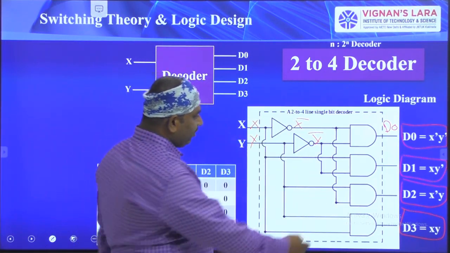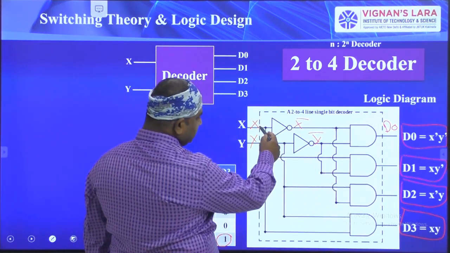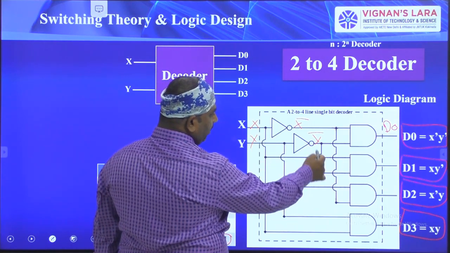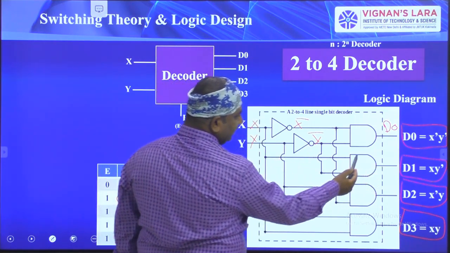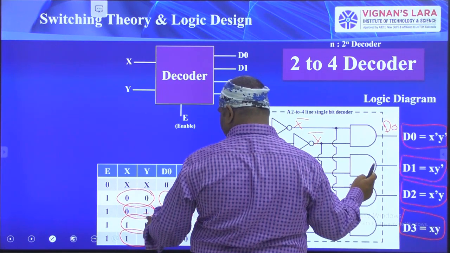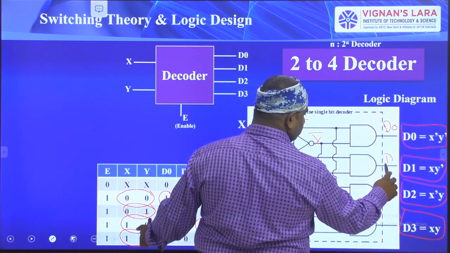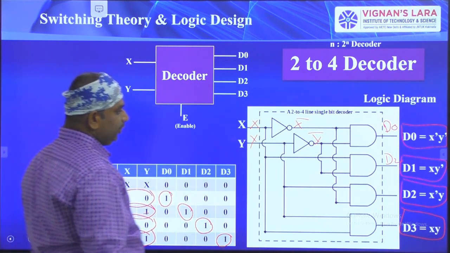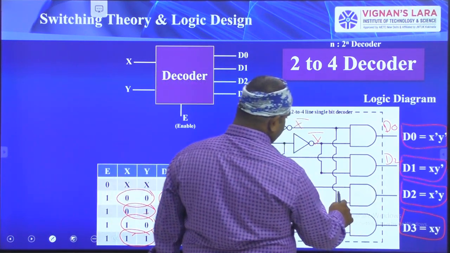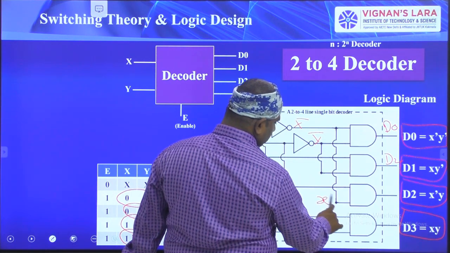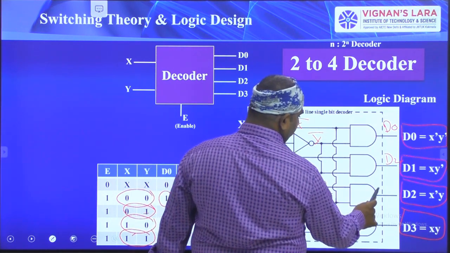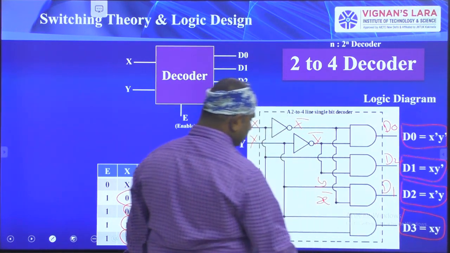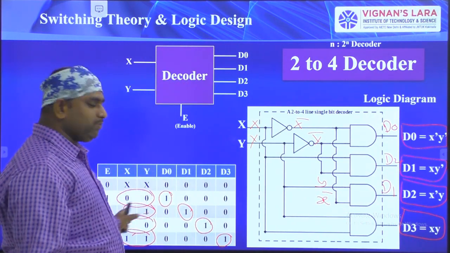Next, for this AND gate, x is connected here and y bar is connected here. So x y bar, this is D2. It's not D1, it's D2, right? And next, this one is x bar and this one is y. So finally, x bar y is D1.